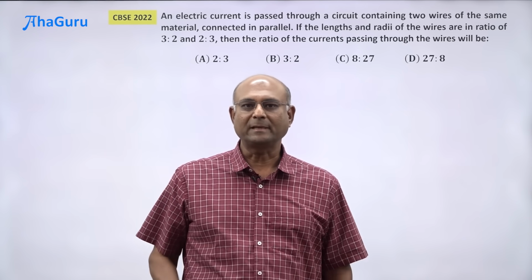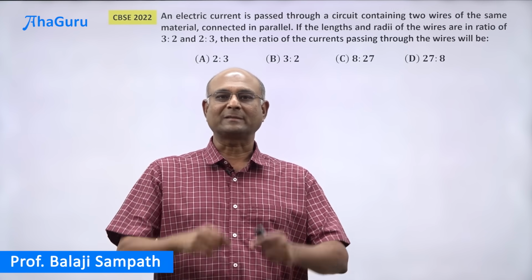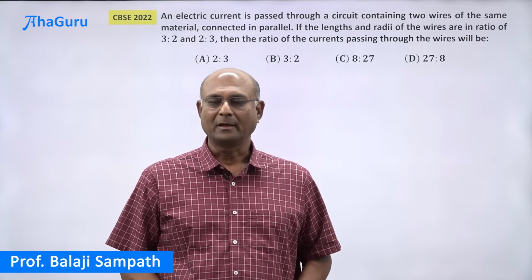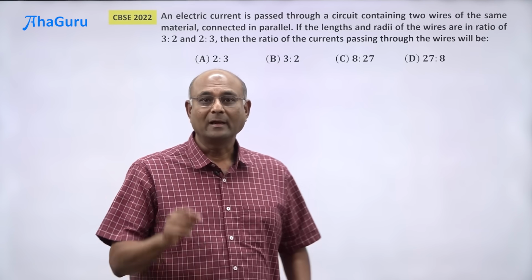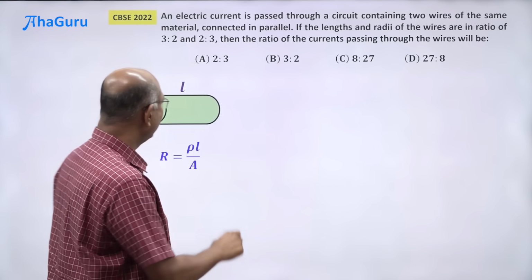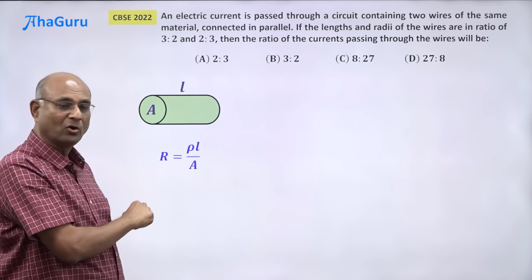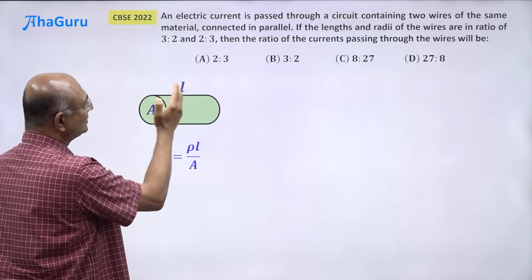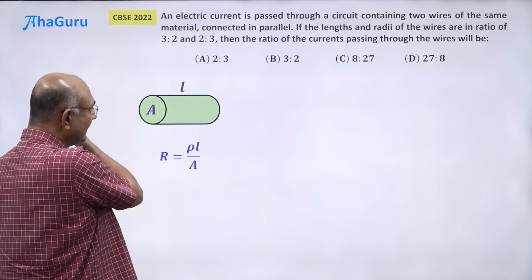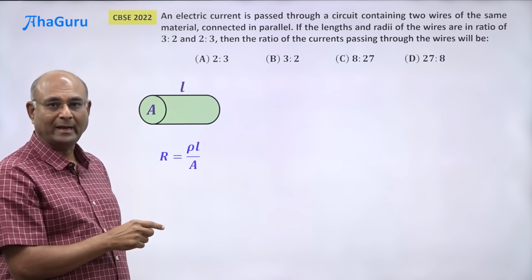Here is a CBSE board exam question that appeared in 2022, and this involves resistance and resistivity. Before we look at this question, let us look at the formula for resistance of a wire. So here I have a wire made up of some material of resistivity rho. It has uniform cross-section area A. Current enters this way and exits that way. The length of the wire is L.